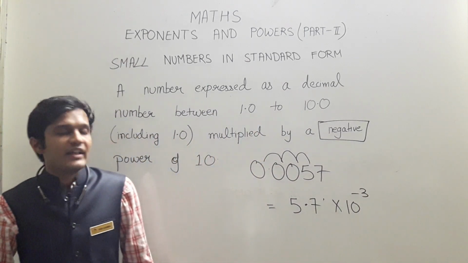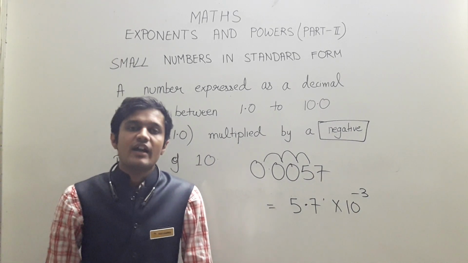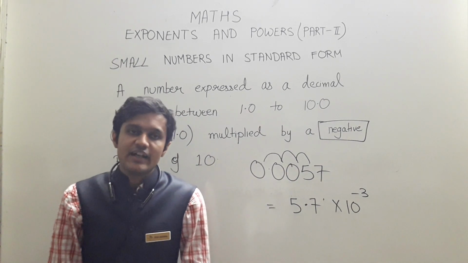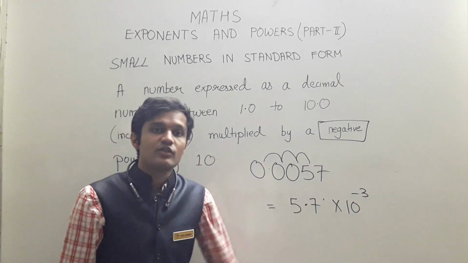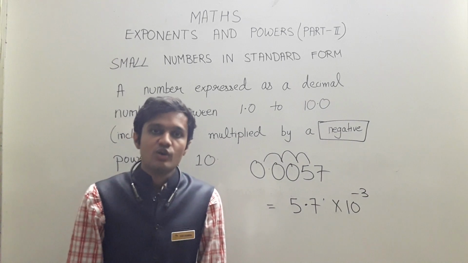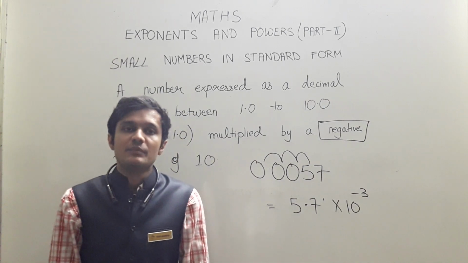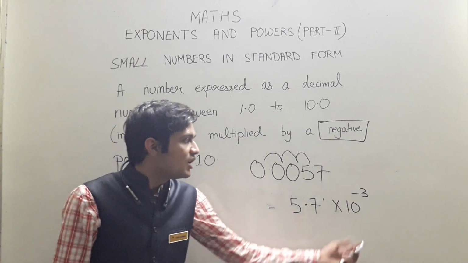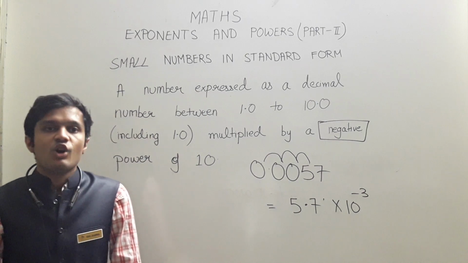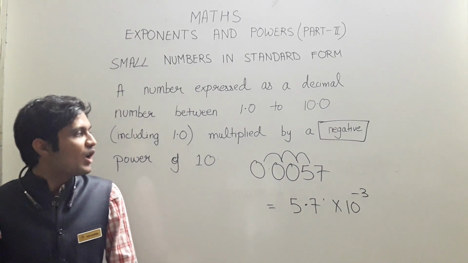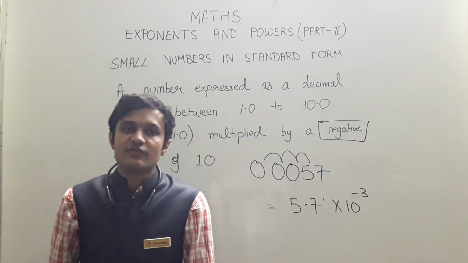So the basic difference between representing a large number and a small number in standard form is whenever you take a large number, the exponent of 10 is always positive, and when we are taking a small number, the exponent of 10 will be negative. And the power of 10 will be what? The number of jumps taken, or the number of places you are shifting that decimal. This is the basic difference between them.